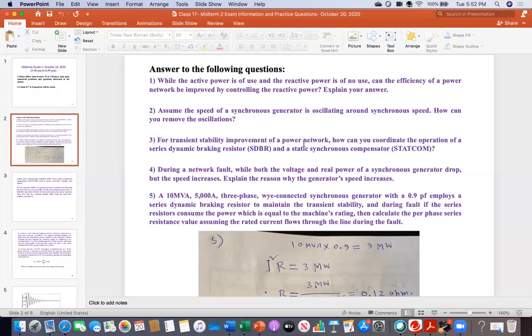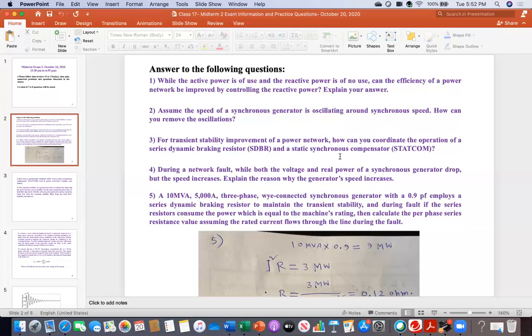Most of you have written that first SDBR and then STATCOM, but I am telling you the engineering reason why this is first and why this is later. As I said, you can set the controller in such a way that STATCOM will come immediately after the fault. That is possible, but it will not work unless the circuit breaker is open.